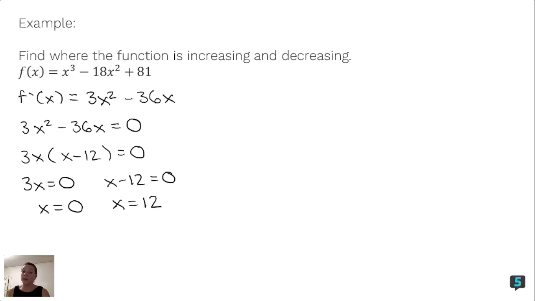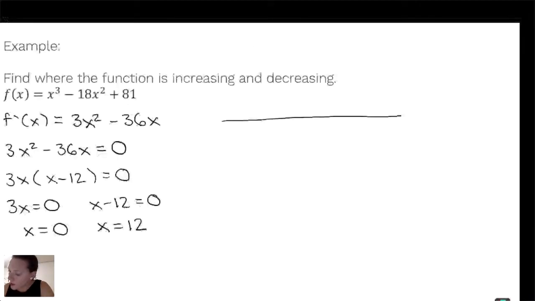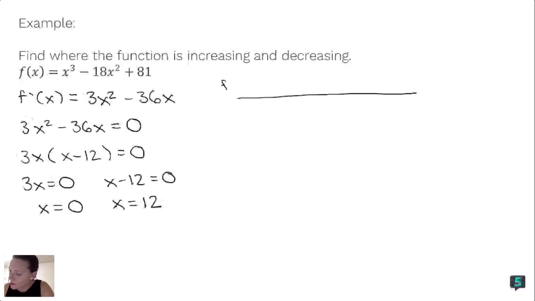All right, now this particular problem doesn't say make a table, make a chart, but those are good ways to keep yourself organized, or make a number line, okay? I'm all about making that number line. So because I'm looking for where my function is increasing and decreasing, I know, oh, that means I need to figure out where f prime of x is positive and where f prime of x is negative. Let's make a number line and see what happens. So I'm going to label this number line as f prime of x.